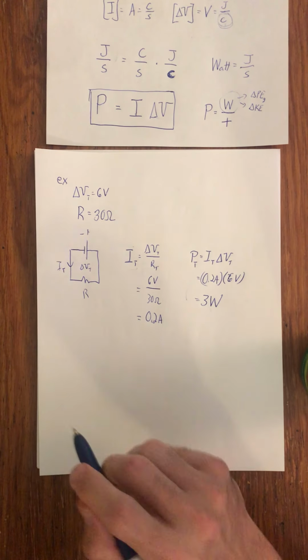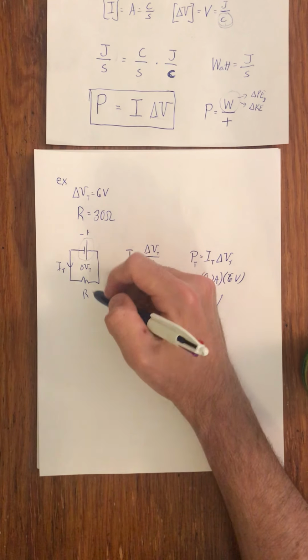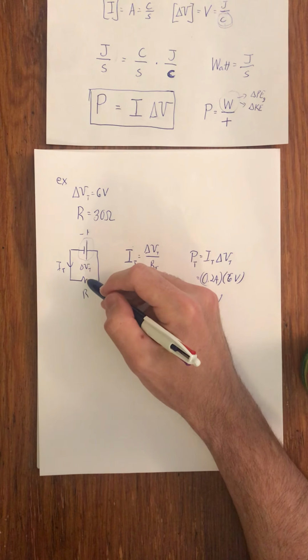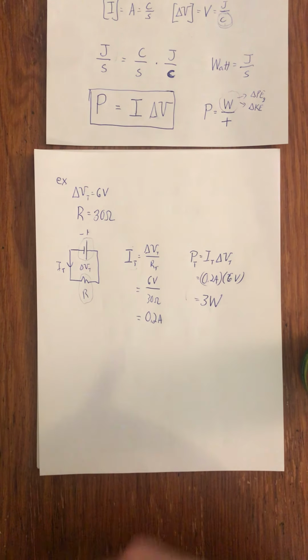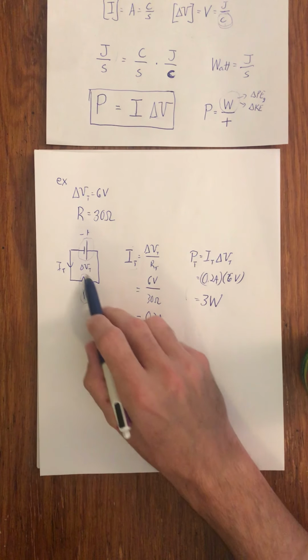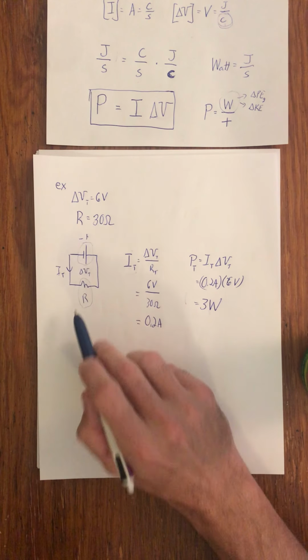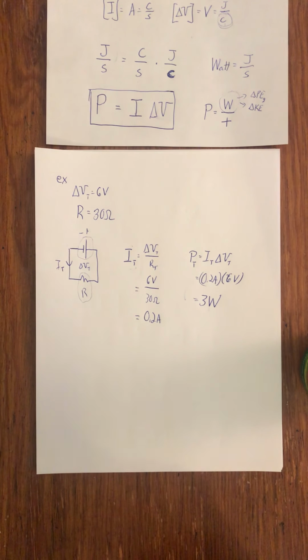So, pretty nice and simple calculations there. Now, it should be mentioned here that the rate at which the battery is supplying energy has to be equal to the rate at which the resistor is using or converting that energy. That's just a very simple conservation of energy notion. So this P_T, the power supplied by the battery, is equal to the rate at which the resistor is converting that energy as well.